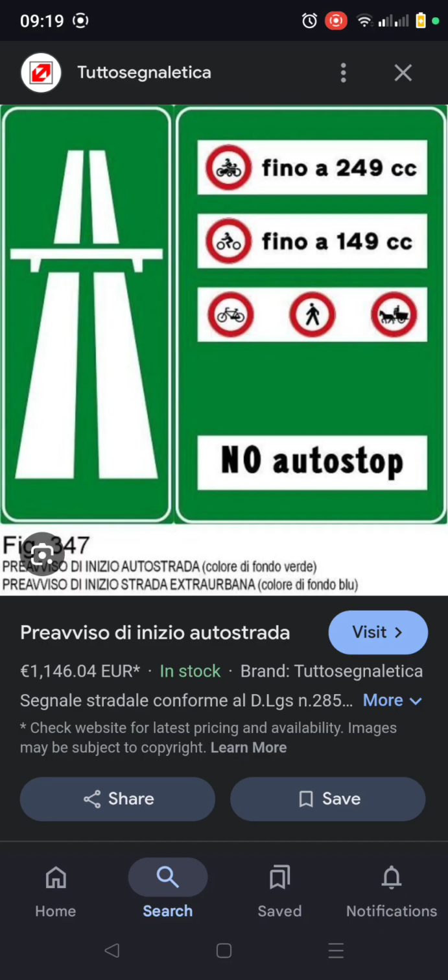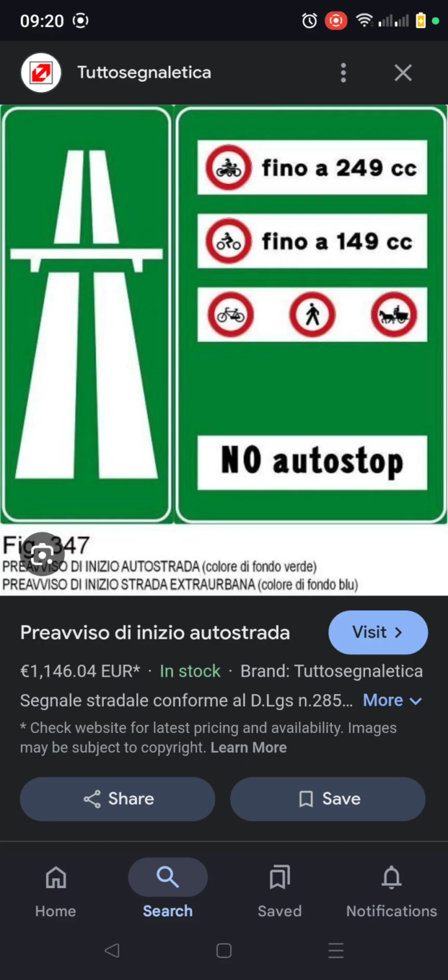Then, if you look at the signal on the motorbike here, fino a 249. So a big motorbike, just like these power bikes, whose cylinder is up to 249 cubic centimeters, cannot circulate on the highway. Rather, the cylinder must be at least 250. The cylinder must be up to 250.